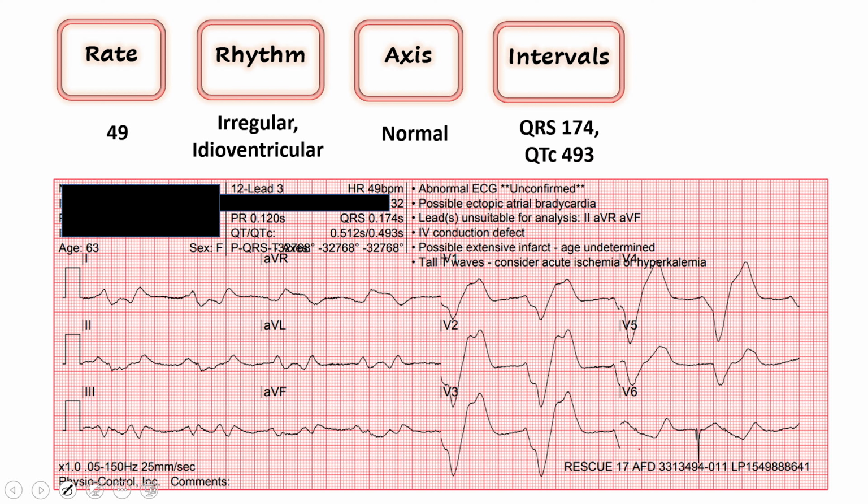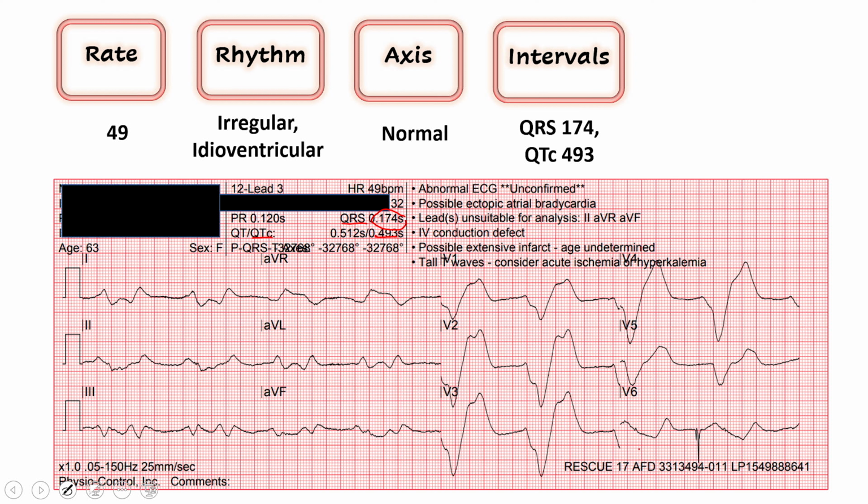When we look at our intervals, the QRS complex is incredibly wide. So if you remember, 120 is normal. We're at 174. Very wide QRS, very, very wide QRS. And as we look at our QT, again, we know with bradycardia, our QT tends to prolong. And then with a wide QRS, our QT tends to prolong. So I'm not surprised that we also have a long QT.